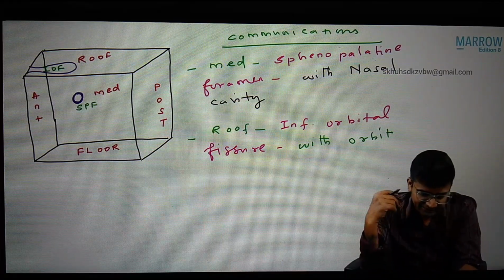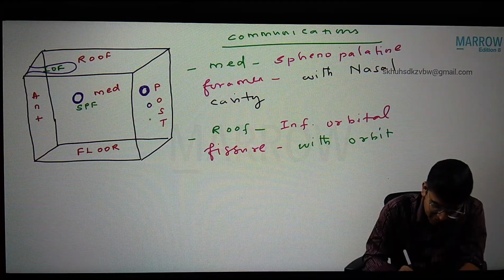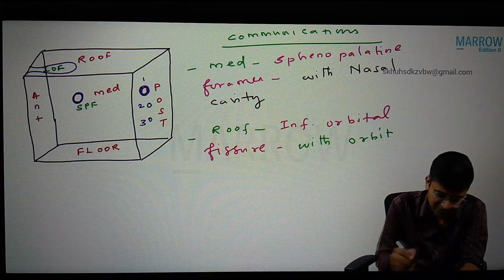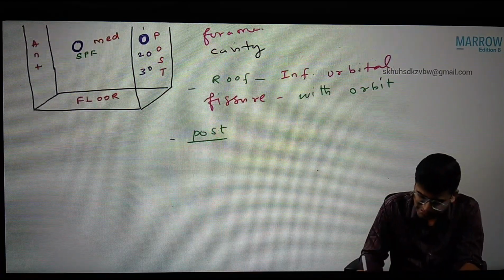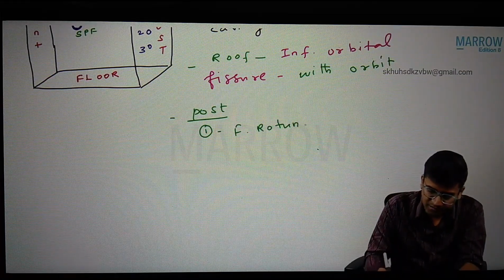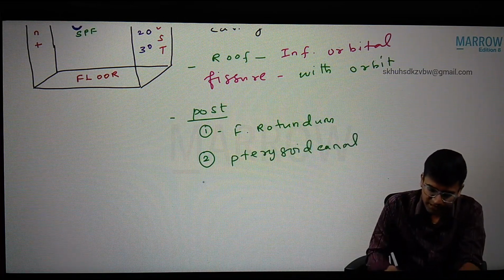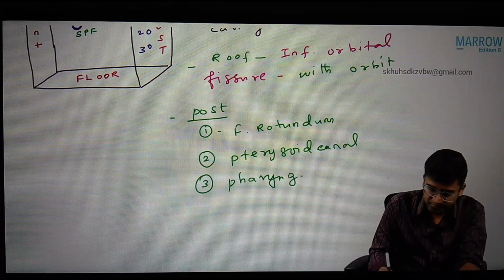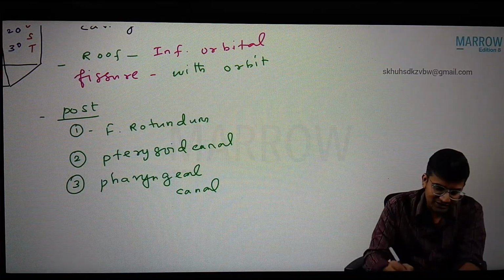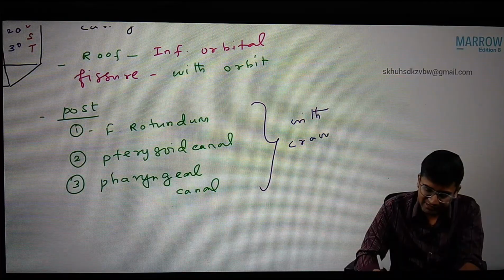Fine. Now in the posterior wall, we have 3 foramens. I'm going to mark this as 1, this is 2, and this is 3. So posteriorly, we have 3 openings. The one we marked as number 1 is our foramen rotundum. Number 2 is the pterygoid canal. And number 3, the pharyngeal canal. Through these openings, the pterygopalatine fossa communicates with the cranial cavity.